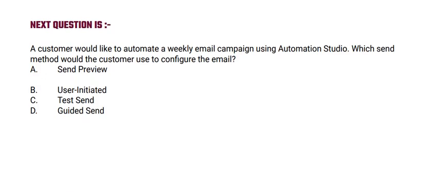Next question is: a customer would like to automate a weekly email campaign using Automation Studio. Which send method would the customer use to configure the email? Options are: Option A, send preview. Option B, user initiated. Option C, test send. And option D, guided send. The correct option is option C.